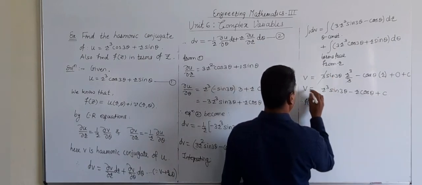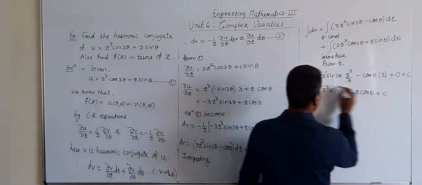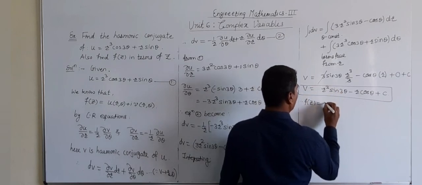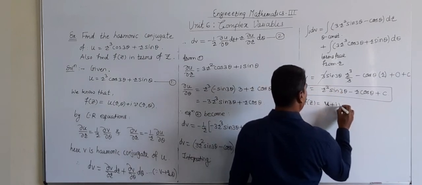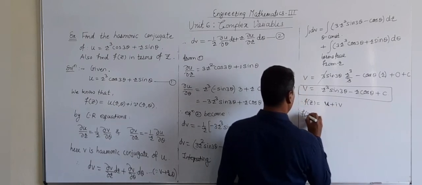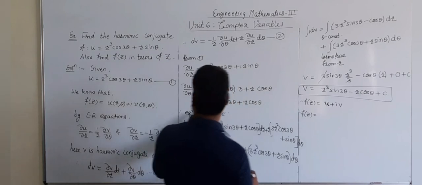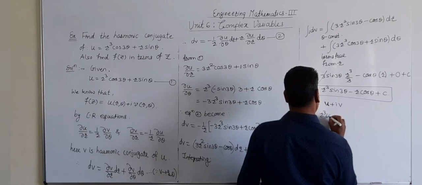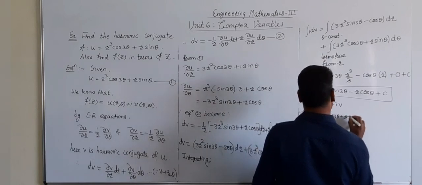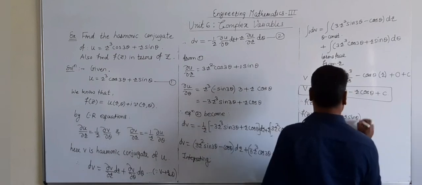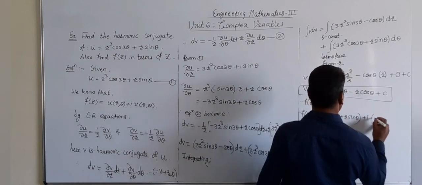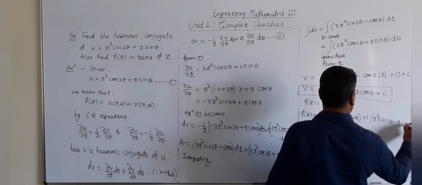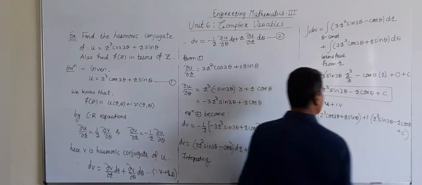And therefore f of z. This is our requirement. And now find f of z. Okay. So f of z is equal to u plus I into v. So therefore f of z is equal to, what is our function u? U function is r cube cos 3 theta plus r into sin theta, right? So this is our function u, plus I into v function is r cube sin 3 theta minus r cos theta plus constant of integral c.